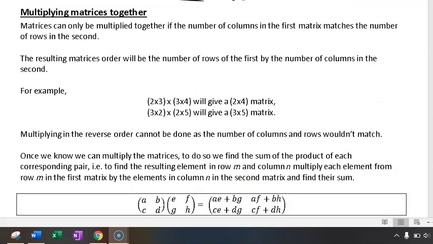Okay, we're now going to look at multiplying matrices together. So matrices can only be multiplied together if the number of columns in the first matrix matches the number of rows in the second.